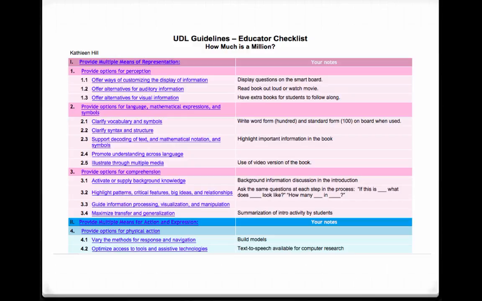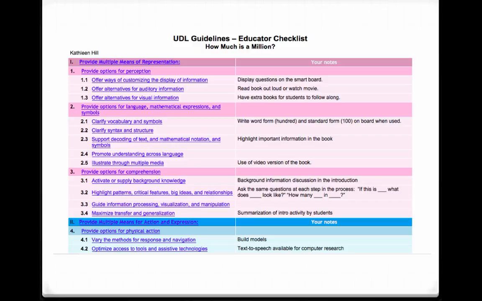One of the most useful aspects that I've found of the framework is that educator checklist, and you have a copy of it in your handouts. It shows my How Much is a Million checklist, and that was my analysis after I wrote the lesson. I went back through and filled this out. If you want to take a minute to look at what I wrote in the checklist.